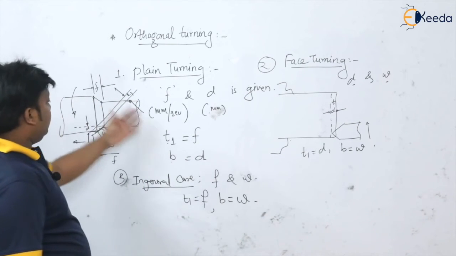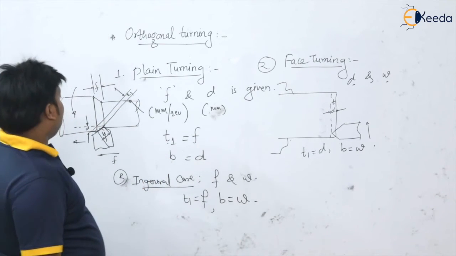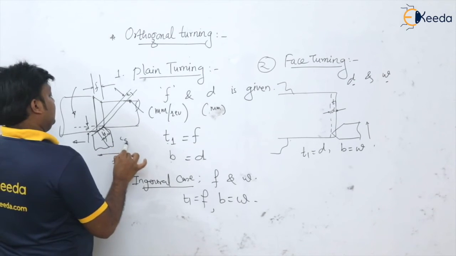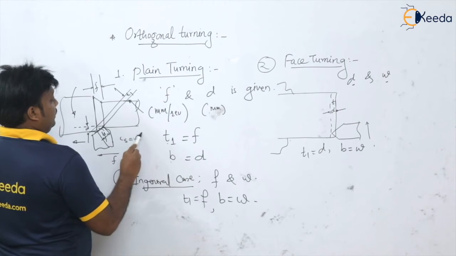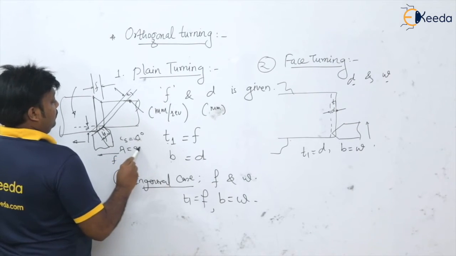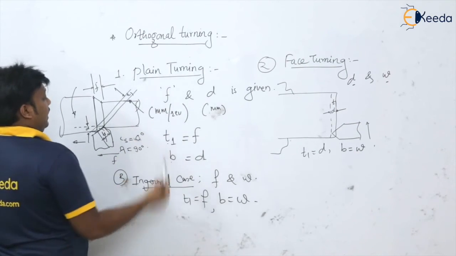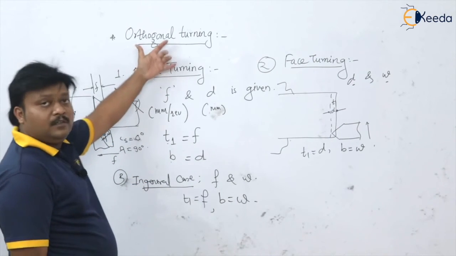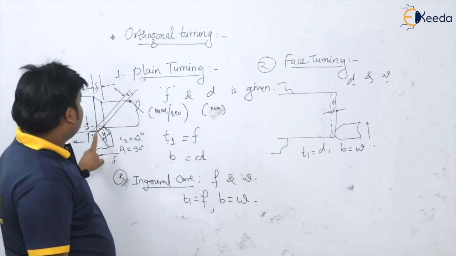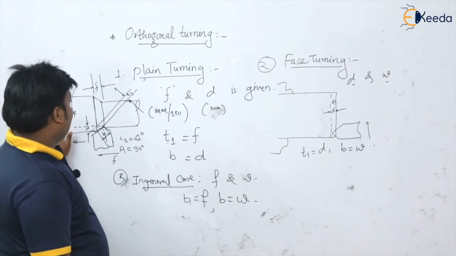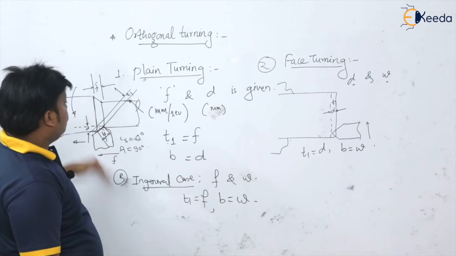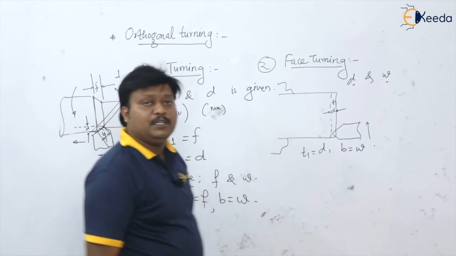So based on that we are getting the relationship, but in orthogonal turning what will happen? Cs is equal to 0 degree and lambda is equal to 90 degree. So how does this actually come when the cutting is orthogonal? We will see in the oblique cutting operation. Basically this is the oblique cutting operation, we can convert it into the orthogonal turning operation.